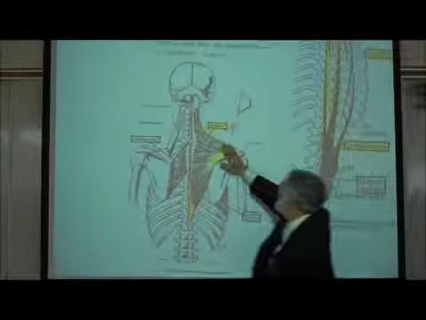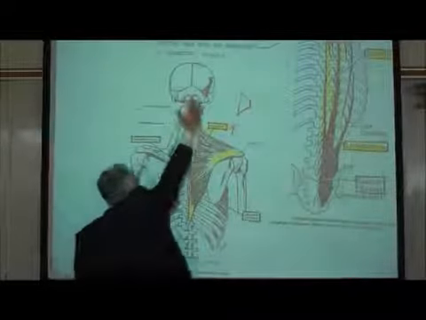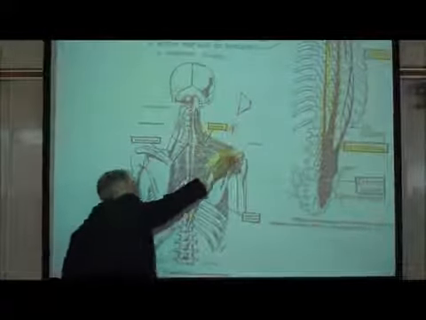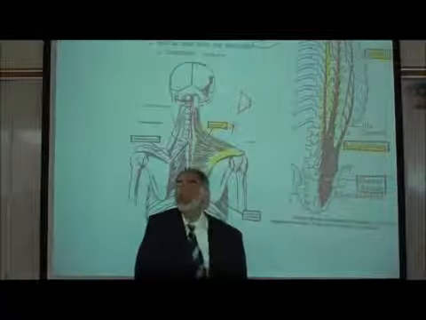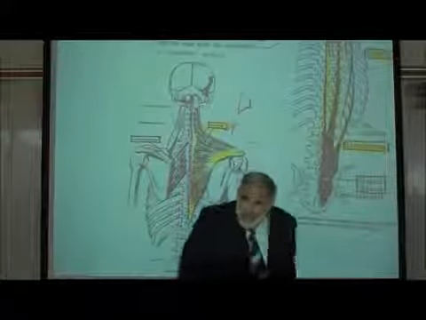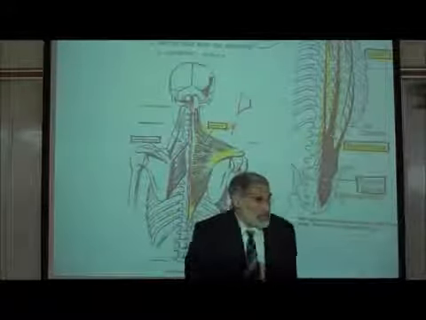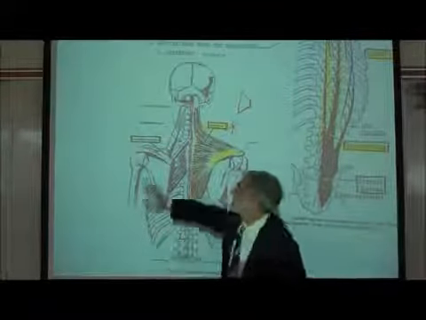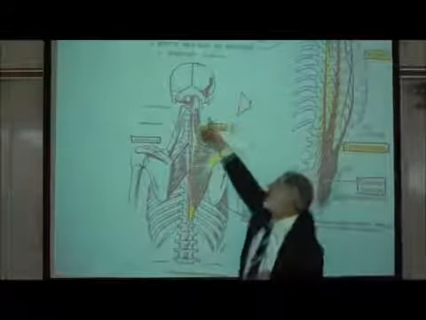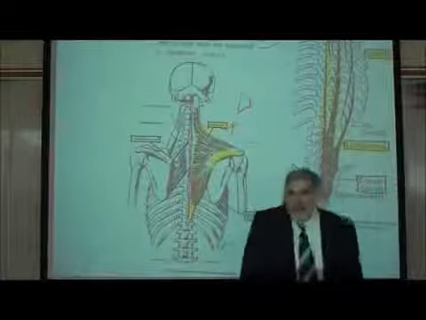The clavotrapezius, the upper part, originates up here and inserts on the clavicle, so it pulls your shoulder up. When you raise your shoulders up, can you shrug your shoulders? Can you move them up? You're using the upper part of the trapezius to raise or pull your shoulder upwards towards your head.